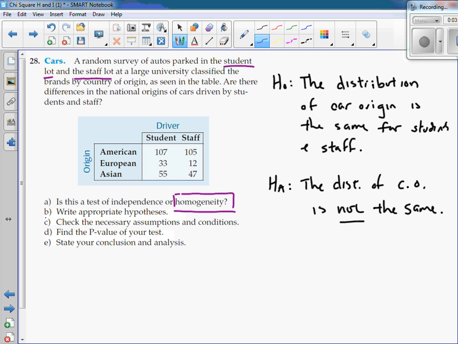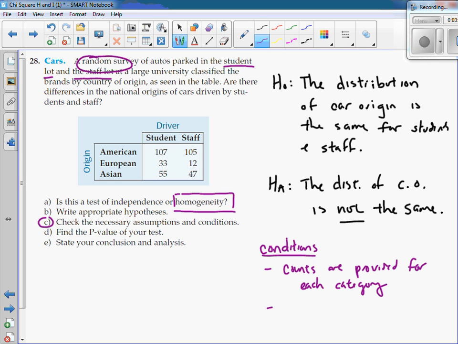All right, in part C, it says to check the assumptions and conditions. So we have pretty much three we need to check. Do we have counted data? We do. Counts are provided for each category. We need to see if it's random. It says it's a random survey. If it didn't, we would assume it's a good representation of car origins in both student and staff populations. But this one's a random survey, so I guess we can write a random survey of cars in each lot.